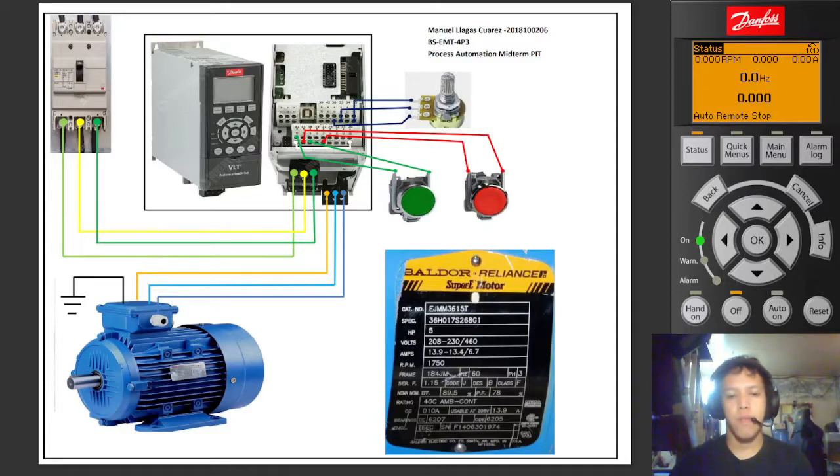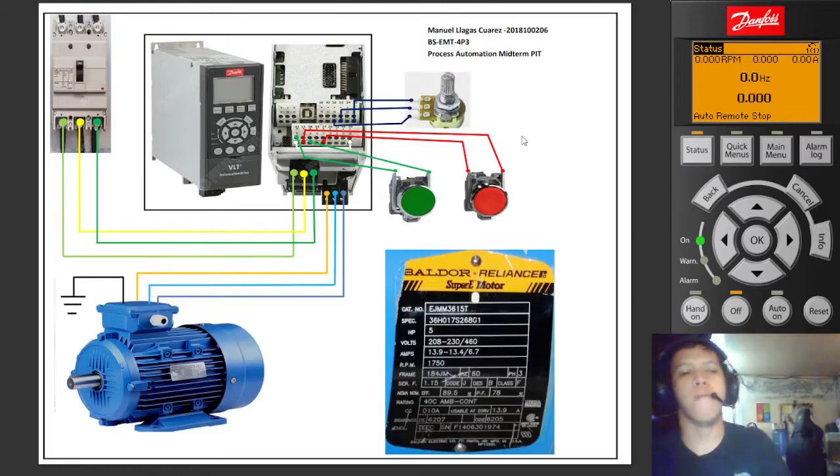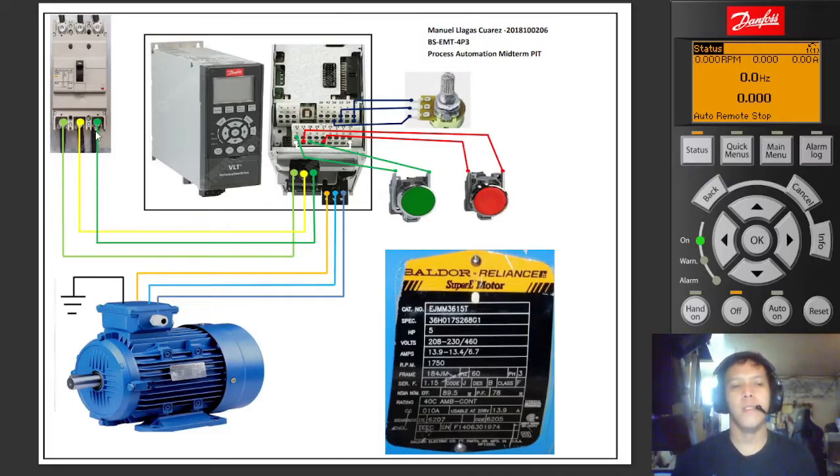So here is my circuit. This is the circuit for setting up the Danfoss VLT Automation drive. I'm going to tackle what parts we are using. Here we have the supply line, our source of power, and the supply line is connected to the Danfoss VLT Automation drive.